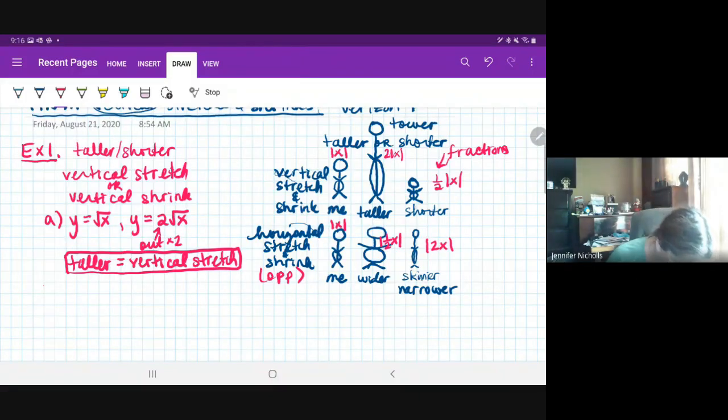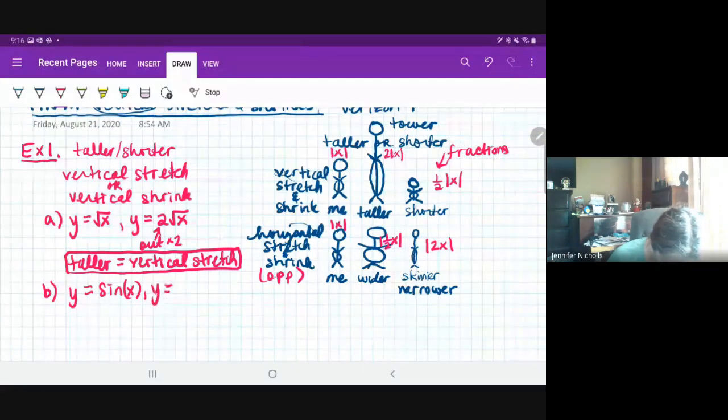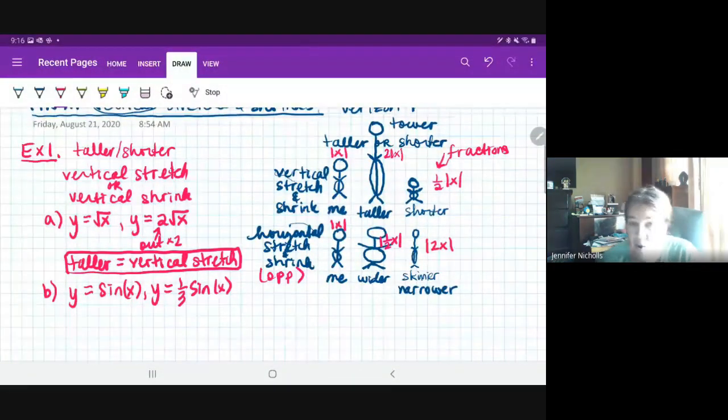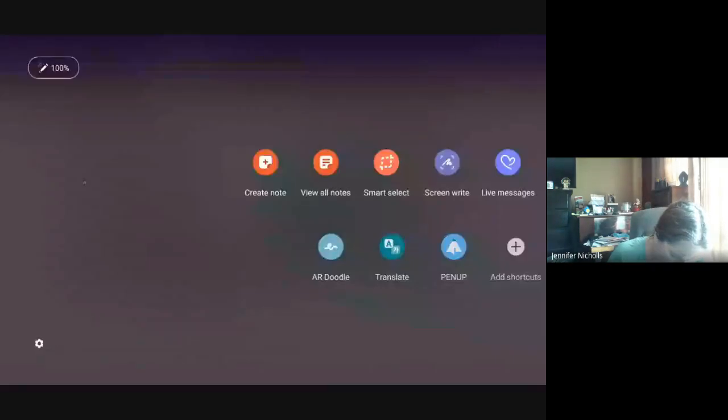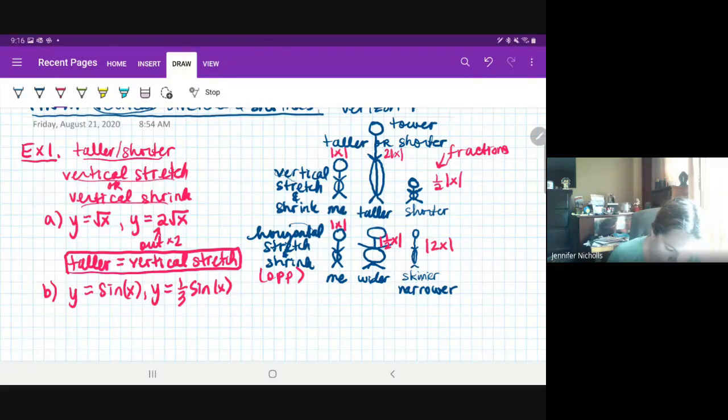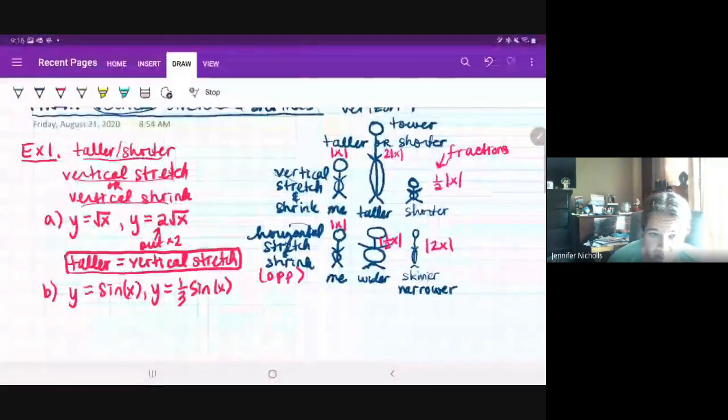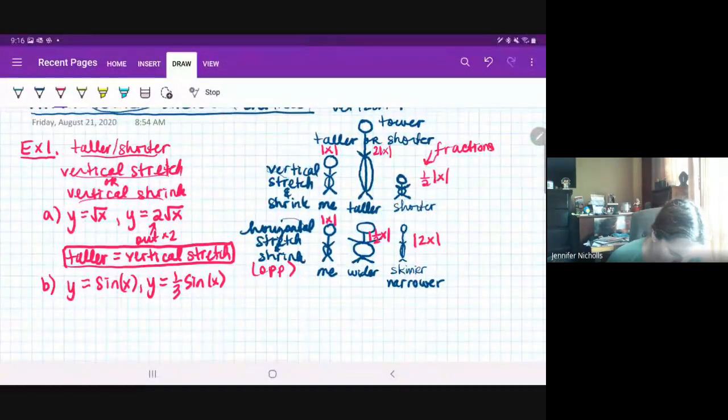Okay, B. What if you have y equals sine x and you have y equals a third sine x? Now, you don't have to type these into Desmos. You could if you wanted to see them, but it's hard to tell wider or taller. And we're only doing verticals. Okay, so these are our only choices. So horizontals are going to wait for another day. Okay, so for this one, just put outside fraction. We'll call it an outside fraction.